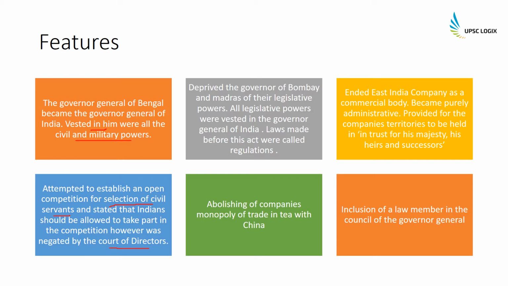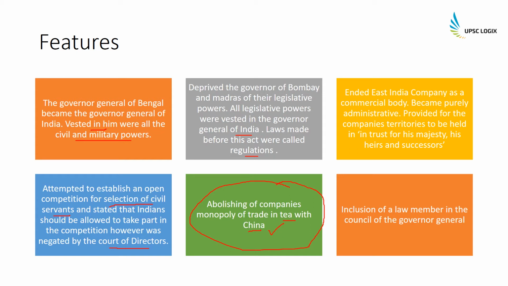Number three feature was it deprived the governor of Bombay and Madras of their legislative powers, and all legislative powers were vested in the Governor General of India, and laws made before this act were called regulations. Then number four feature was that it abolished the company's monopoly of trade in tea with China. So this was the year, and this question has always been asked, what was the act which abolished the company's monopoly of trade in tea with China? So it was the 1833 Act.